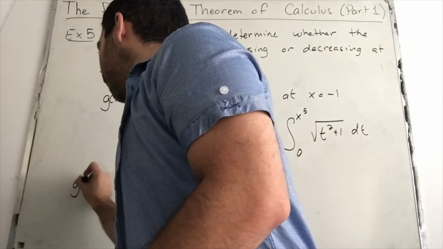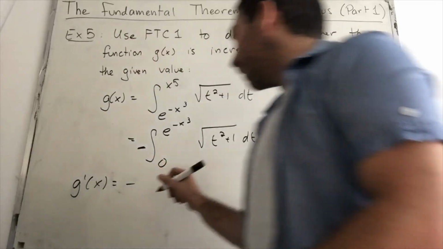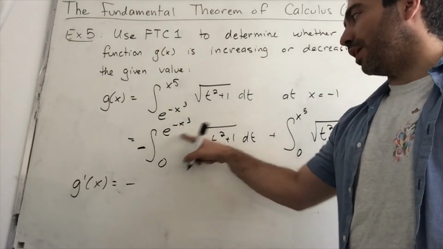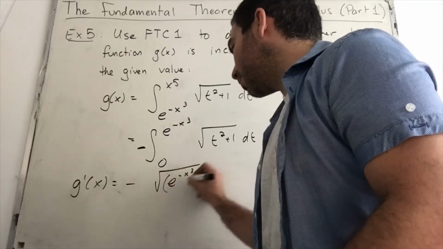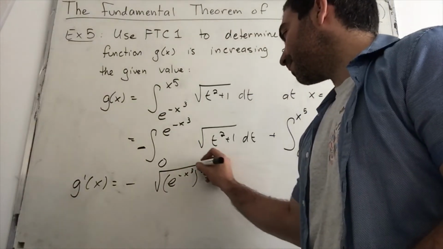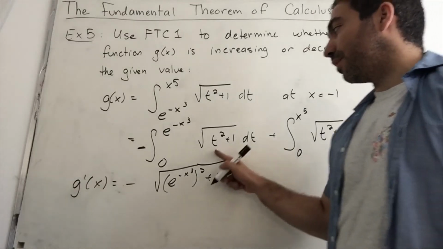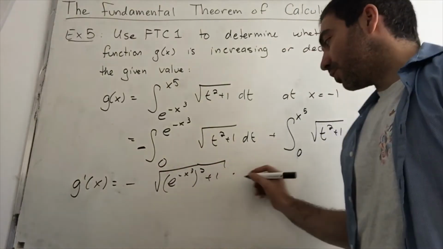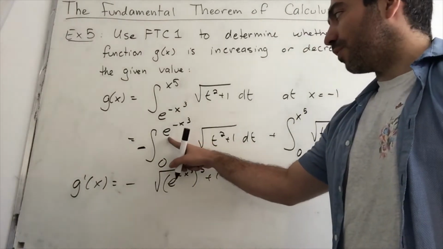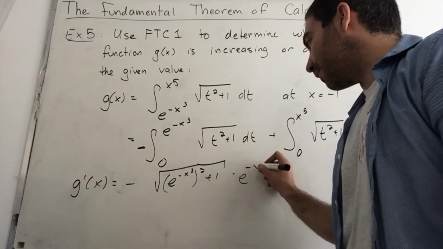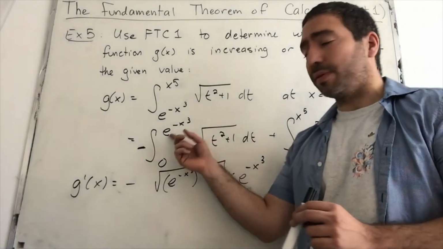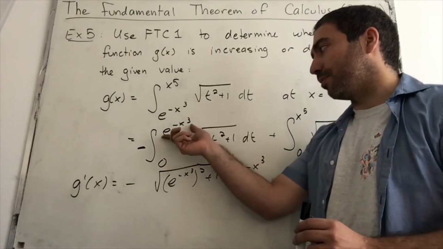So the derivative g prime of x is negative. We're going to substitute t with the upper bound, giving us the square root of e to the negative x cubed, all that squared, plus 1, times the derivative of the upper bound. So we have e to the negative x cubed. We know the derivative of e to the x is still e to the x, so we write the same thing.